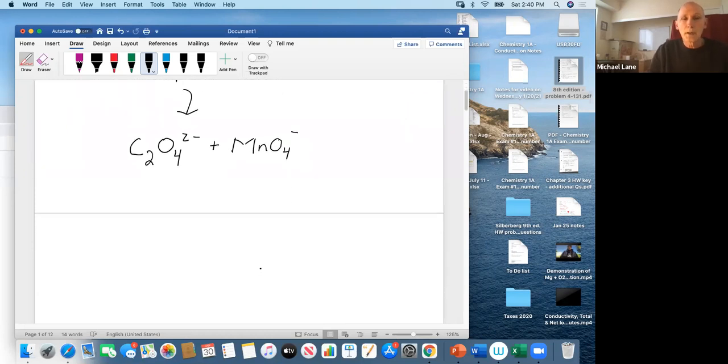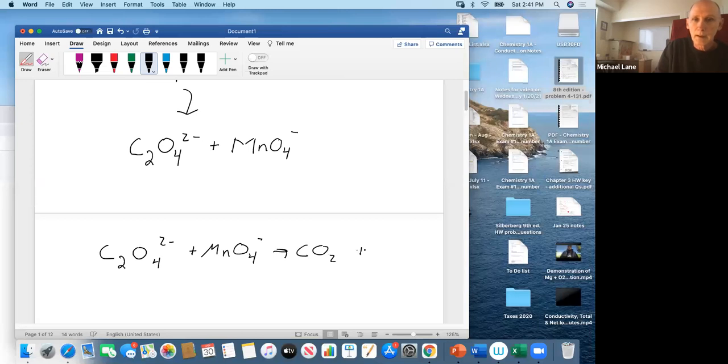Using the steps that I talked about in class and using the steps that you can find on the file that I have posted. They start off here. Step 1, determine the products of the reaction. Well, as I said just a little bit ago, the products of the reaction are carbon dioxide and manganese 2+.